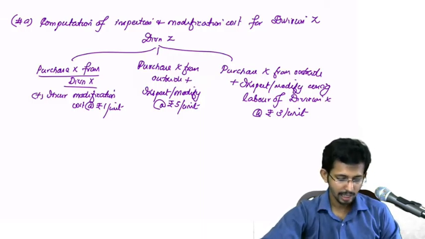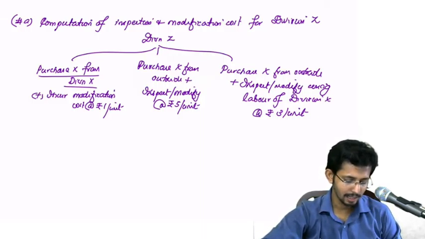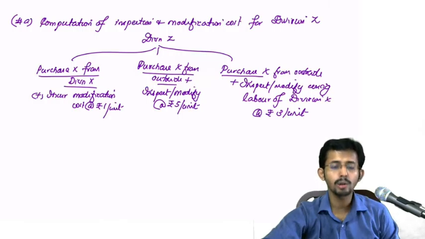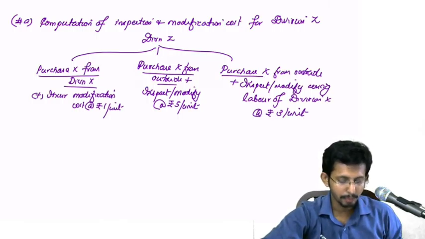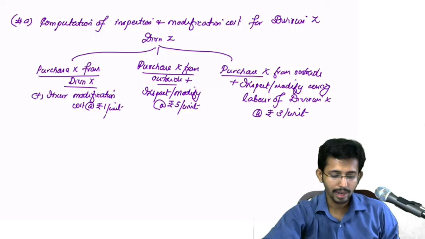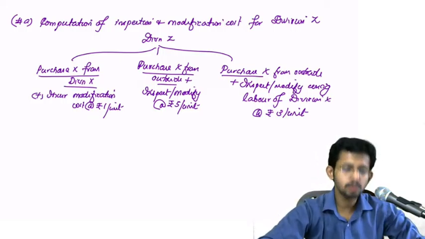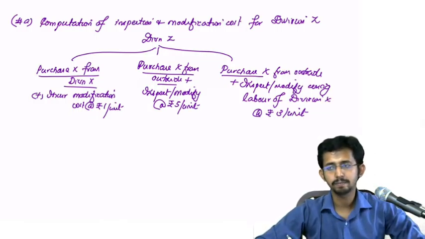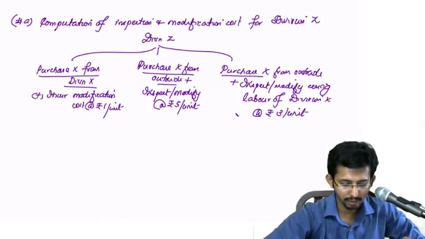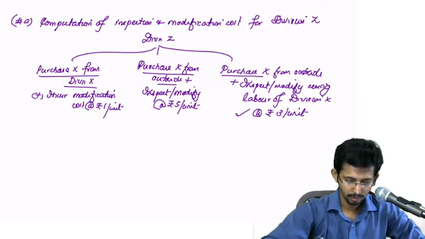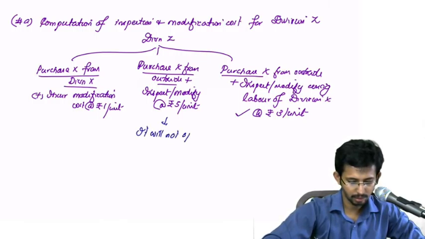Now suppose division Z is deciding to purchase X from outside, it has got two options. Either inspect at its own floor by incurring a price of rupees 5 per unit, or you rent the labor from division X and pay rupees 3 per unit. Out of these two, which one will be selected? There is no doubt in that they will go for rupees 3 only. Is it clear? So you can write it will not be opted.